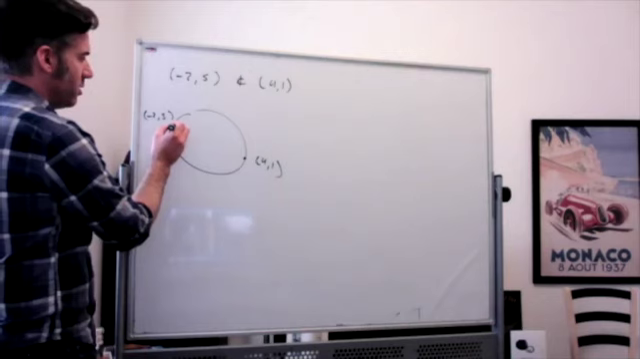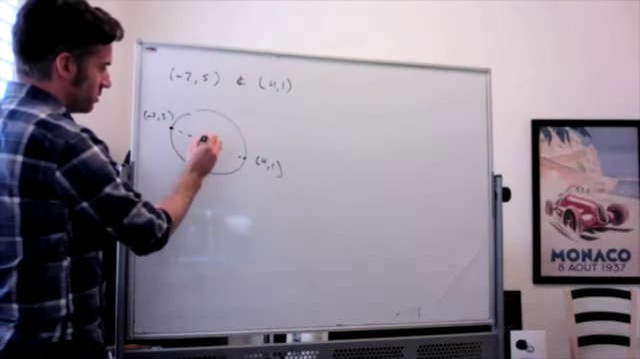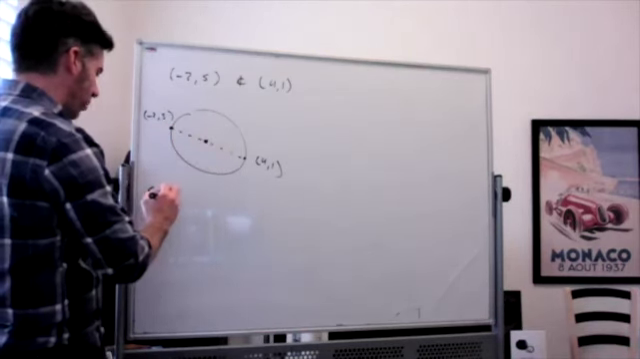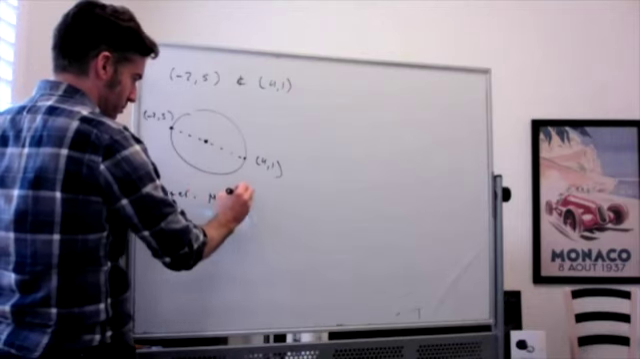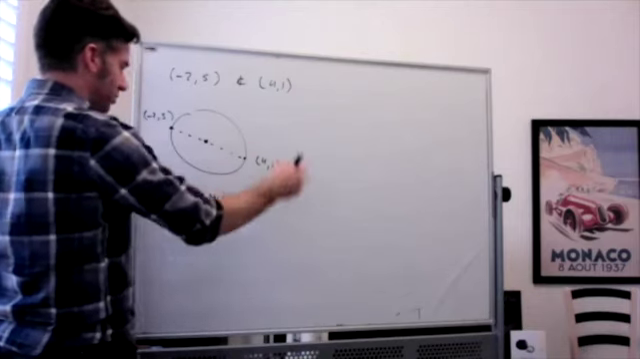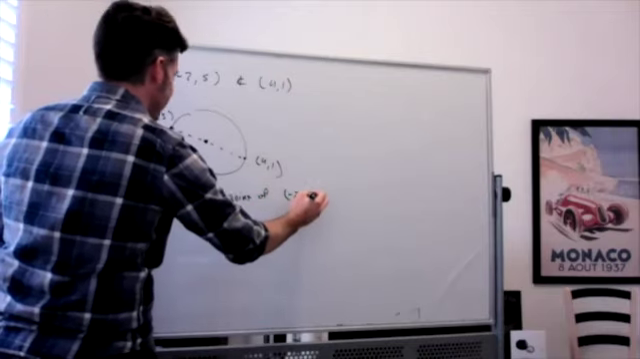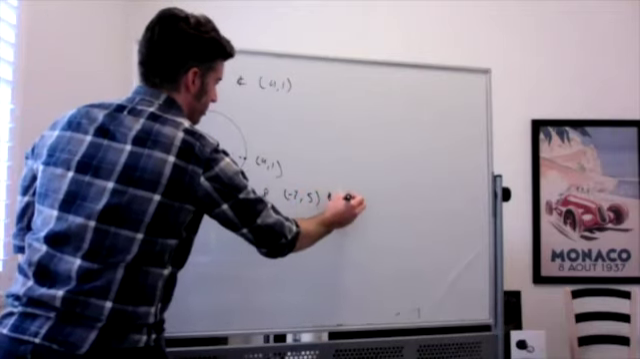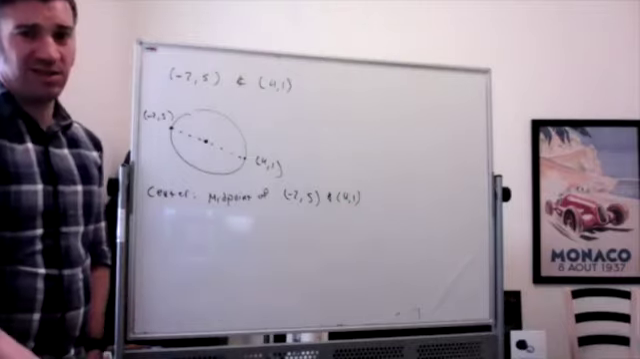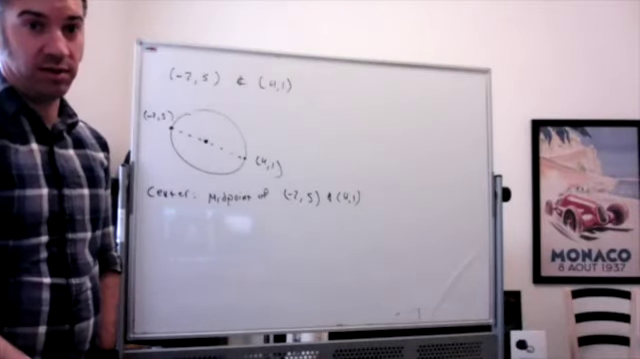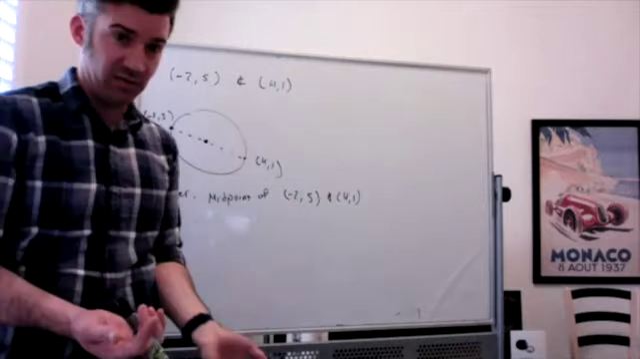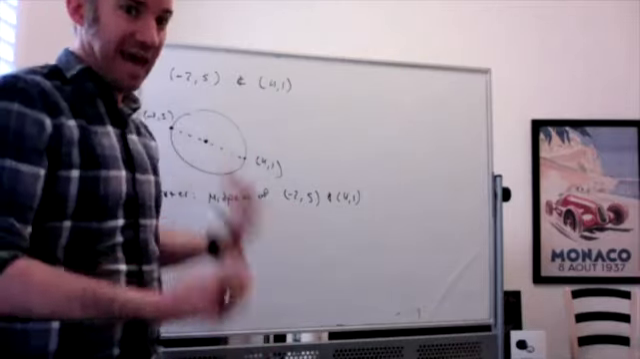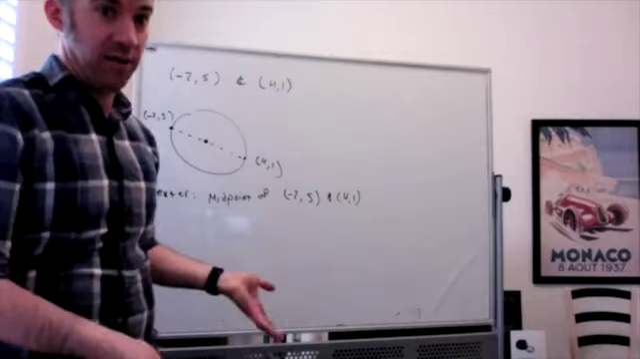So the center is going to be the midpoint of these 2 points. Here's the really nice thing about a midpoint. The midpoint of 2 points is just the average of those 2 points, right? So if you're trying to find the middle of 2 things, you're really just trying to find the average of those 2 things. And we know how to take the average of 2 things. We just add them together and divide by 2.